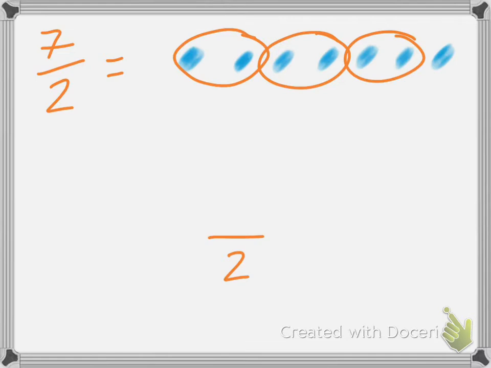So I have 3 circles. That becomes 3. And how much is left over? Show me on your fingers. How much got left out? 1. So that's another way that you can look at it.